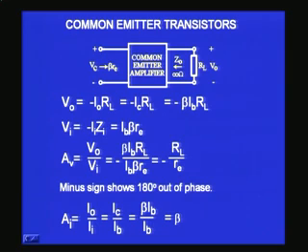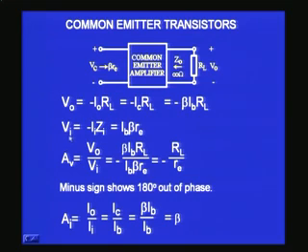So let us now look at the common emitter transistor and then try to understand the gain and all that. V output in that case is output current multiplied by RL, the load resistance, and here it is IC, therefore minus IC into RL, that is minus beta times IB RL, that is the output voltage.